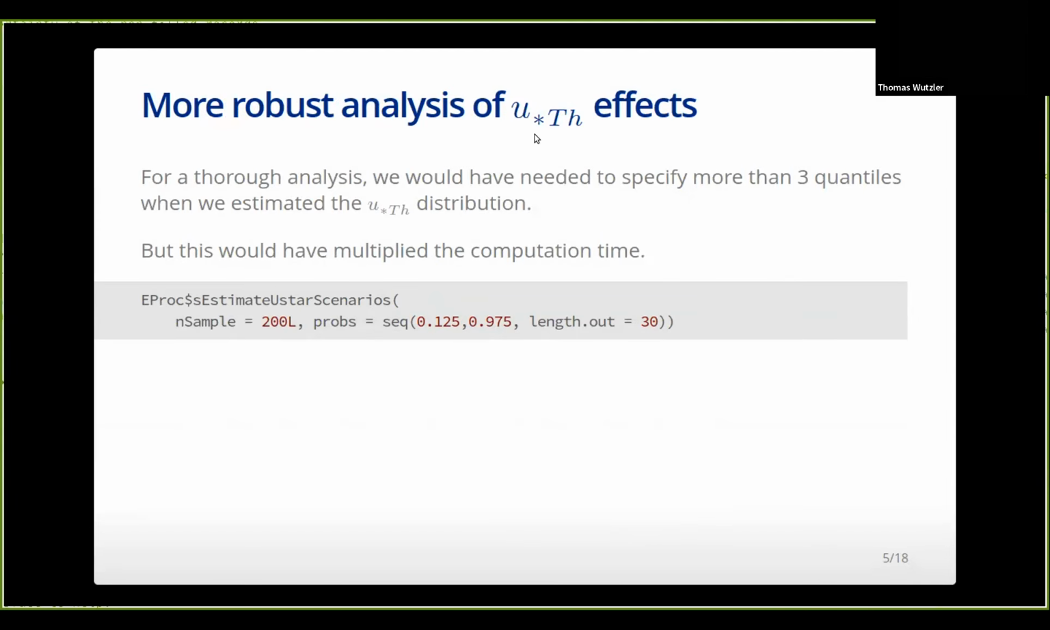So if you want to have a more robust analysis, you should increase the sample number for the original bootstrap. And you also provide more probabilities that you do the processing with. So here I have a length out of 30, so I provide actually 30 different star thresholds one time. And then you have also 30 values to average over that you base your uncertainty estimates on. But remember, for each of those star scenarios, you have to do the entire processing chain, gap filling, and partitioning. So this really does not scale, or it scales badly.